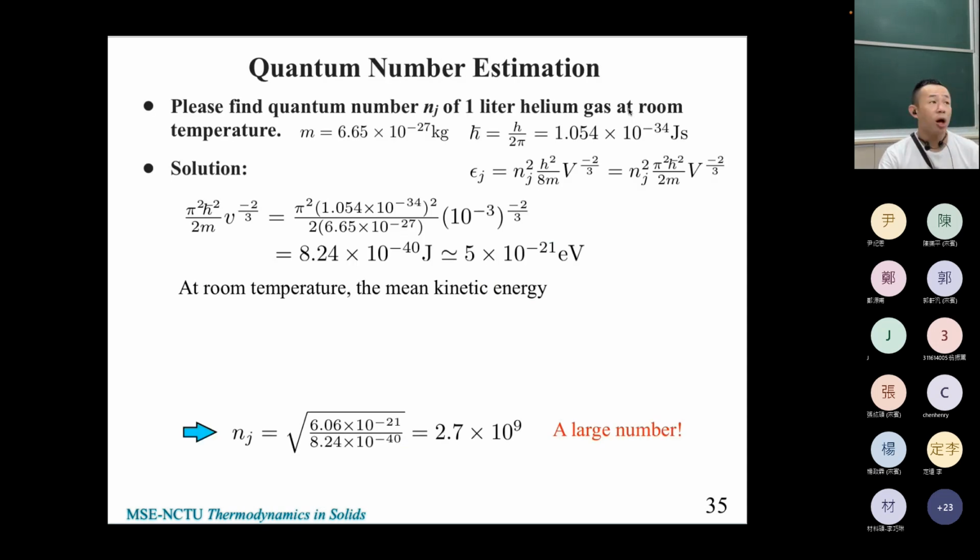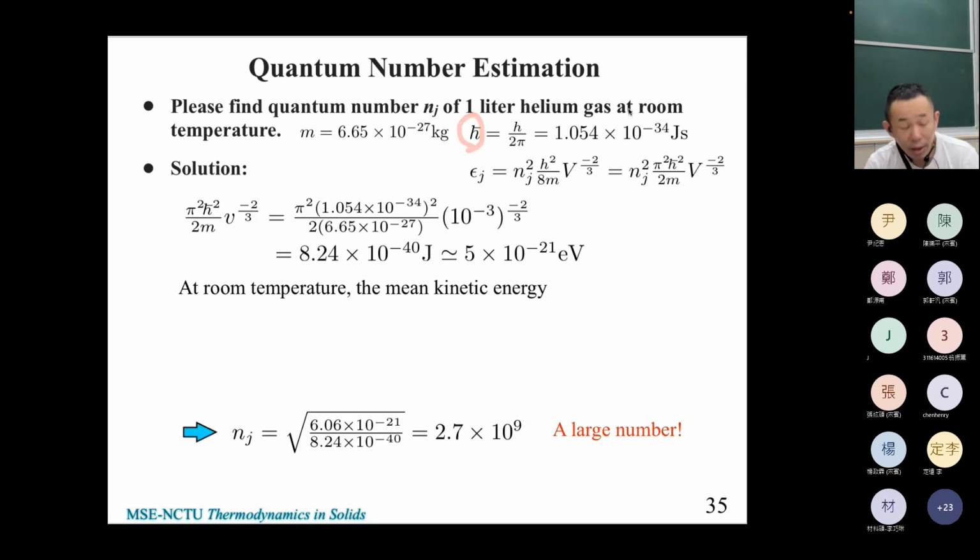So how large is the quantum number? We want to find the quantum number nj of 1 liter of helium gas at room temperature. Okay, so let's take a look. How large is the quantum number? We assume that it's large, but how large? We want to see it. So in this case, m equals this one. We can check on the internet, Google it.